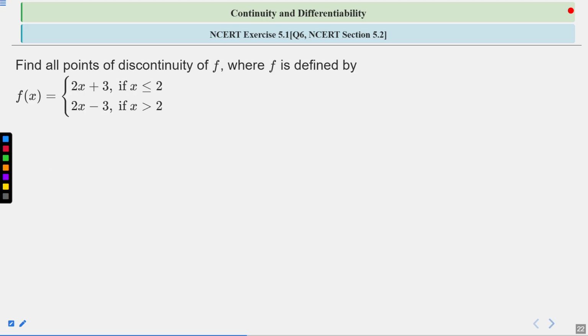Okay. Next question is question number 6, which says: find all the points of discontinuity of f, where f is defined by f(x) is equal to 2x plus 3 if x is less than or equal to 2, f(x) is equal to 2x minus 3 if x is greater than 2, right?